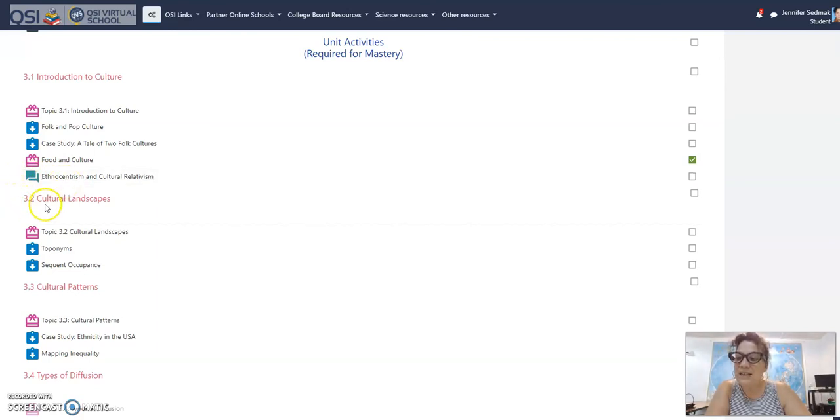And then moving on into cultural landscapes, we'll take a look at toponyms. Toponyms are names of places. I don't know if you've ever noticed, look at the name of the capital of the United States, Washington, D.C. It's named after a person. That is a toponym. So you're going to have to identify some toponyms that exist in a place of your choosing. And then we'll talk about sequent occupants.